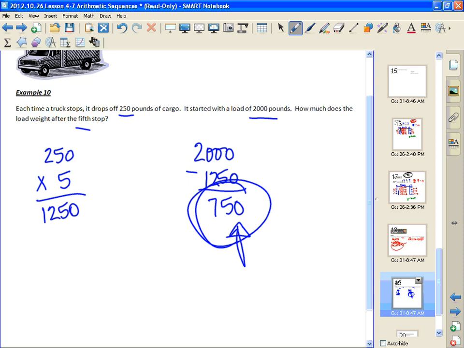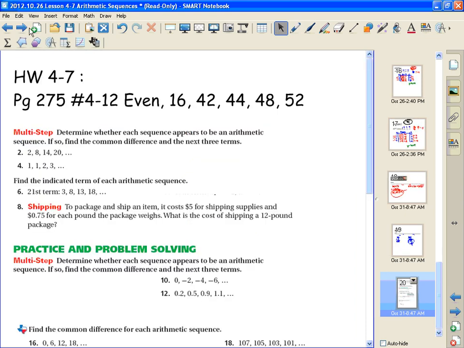750. Thanks, Julio. All right, so we've got a little bit of time left. If you guys want to go ahead, get out your notebook paper, we'll get started. Homework 4.7 is on page 275.